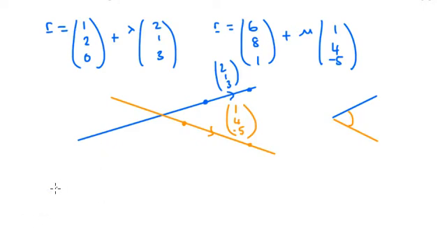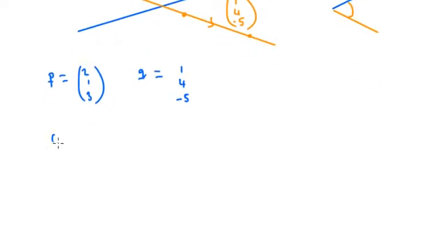So I'm going to write the first vector, P, as 2, 1, 3 and Q as 1, 4, -5. And that is so that we can use this equation, that cos theta is equal to P dot Q, the dot product of the two vectors, divided by the magnitudes of the two vectors. So that's what we need to find next. We need to find the dot product and we need to find their magnitudes. Doesn't matter which order we do it.